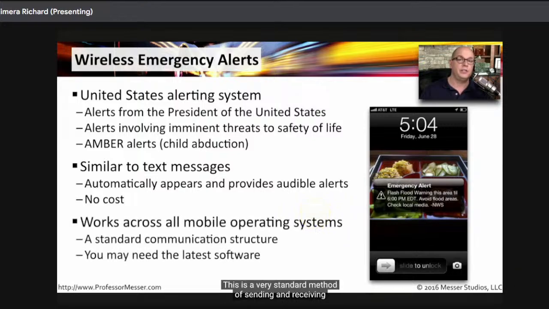This is a very standard method of sending and receiving these alerts, so it works across every single one of these mobile operating systems. You may need the latest software to be able to receive these alerts, but once it's in your operating system, you'll receive them automatically.